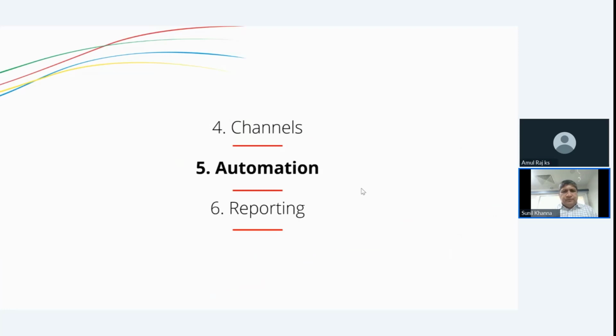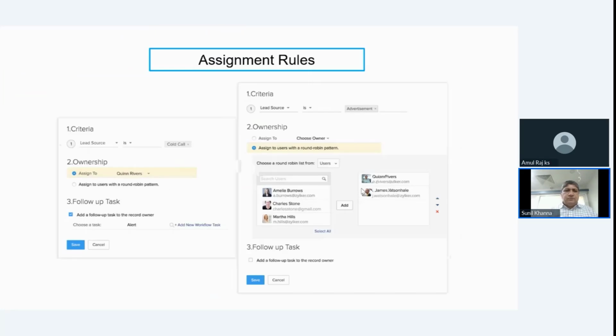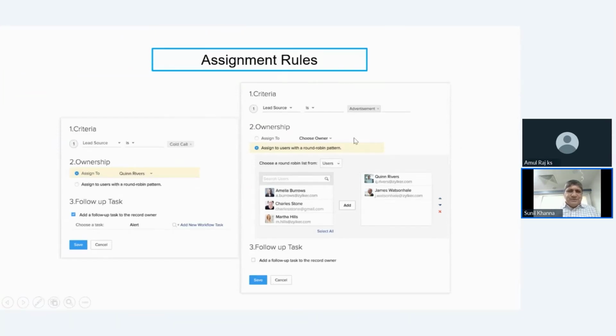So let me now talk about the automation. Basically, there are different kinds of automations that can be done. You can assign automatically a particular record to a user using assignment rules. That's one type of automation. It's easy to set up. Everything is point and click. Even your administrators with a little bit of IT knowledge will be able to do this.